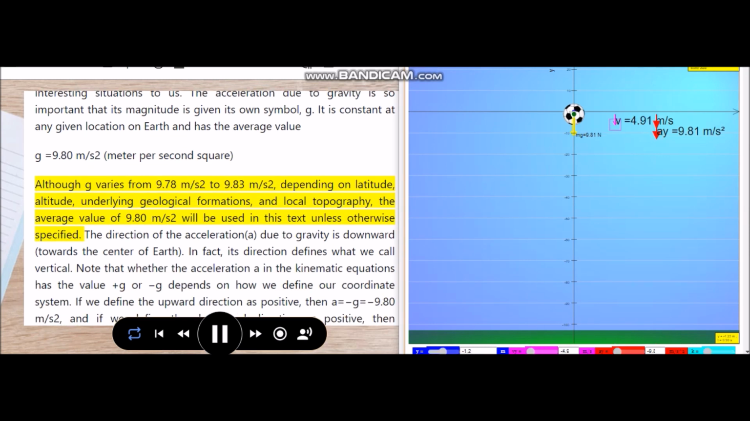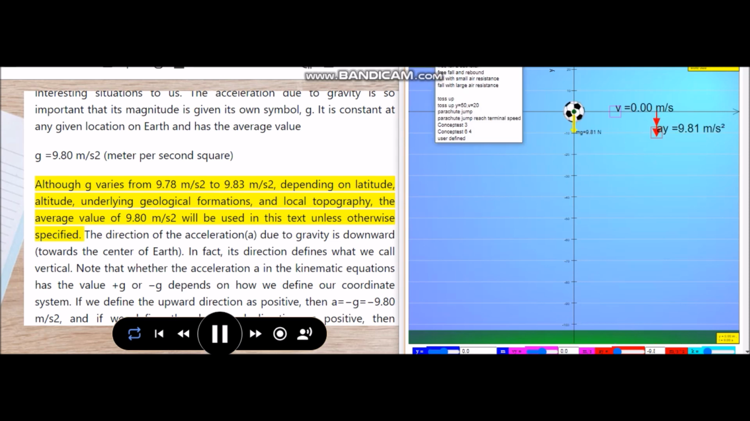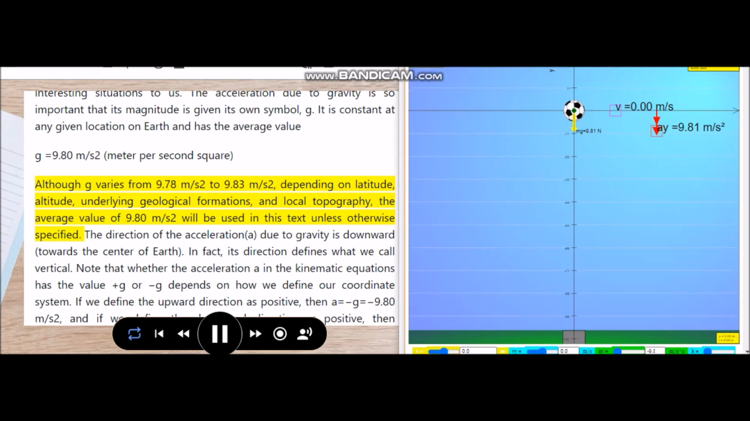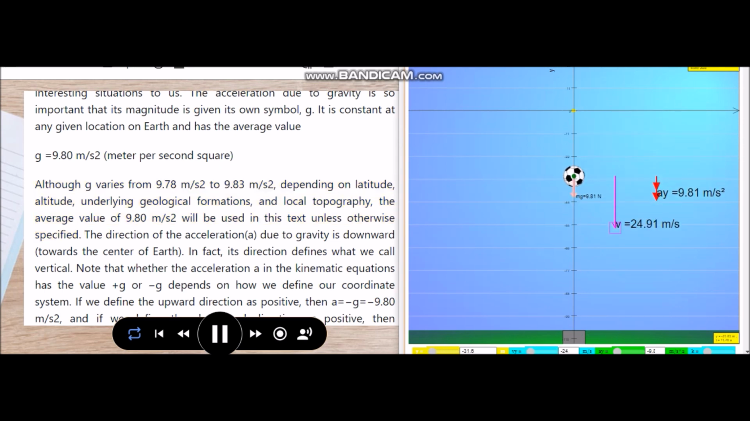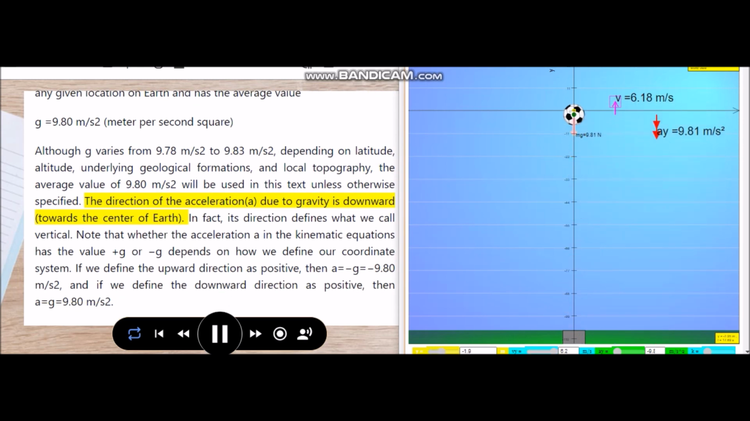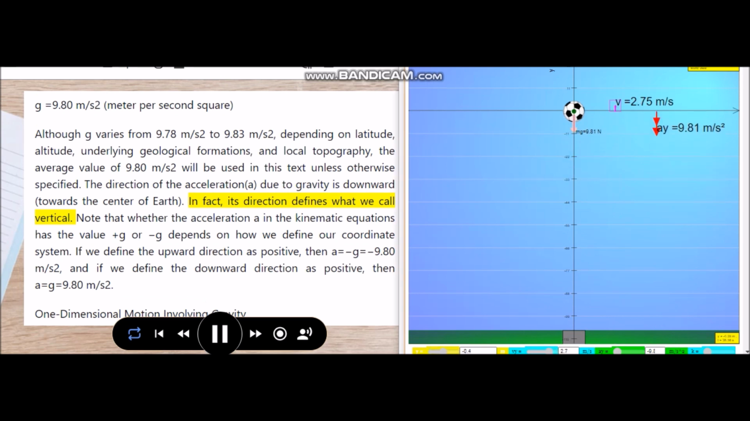Although g varies from 9.78 m/s² to 9.83 m/s², depending on latitude, altitude, underlying geological formations, and local topography, the average value of 9.80 m/s² will be used in this text unless otherwise specified. The direction of the acceleration due to gravity is downward, towards the center of Earth. In fact, its direction defines what we call vertical.